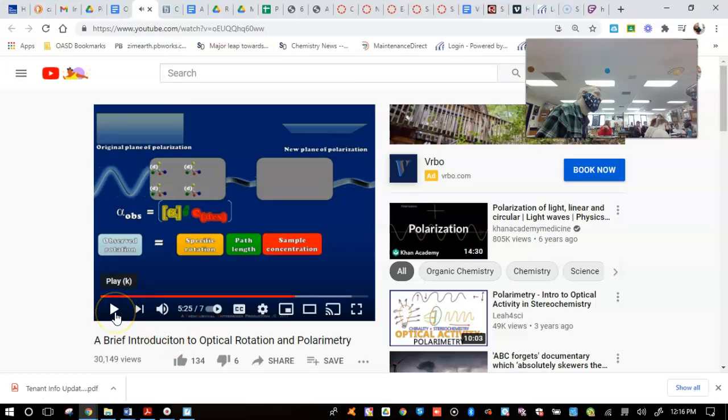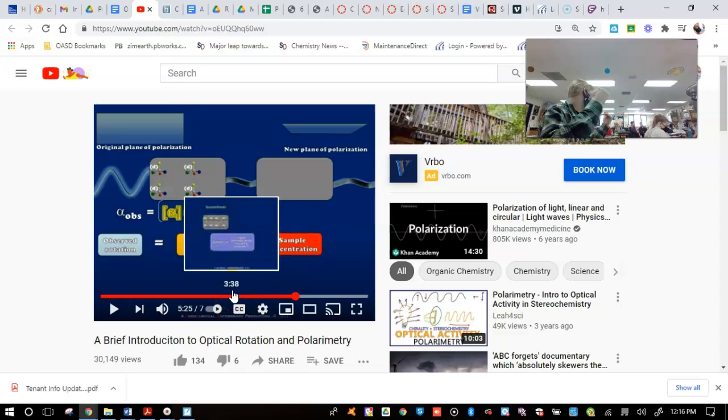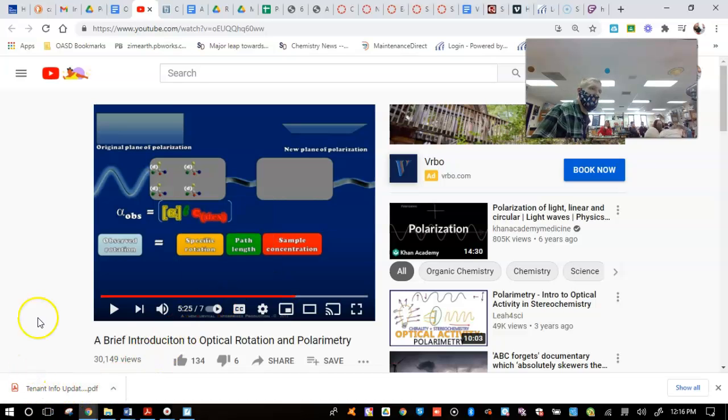That's why for one of the labs, we're going to skip it this year, so we have time to actually just look at lemon oil versus orange oil to see where it rotates. We're not really going to focus on this math, but sample concentration is huge. Whenever you're comparing, you have to have the exact same concentration. Otherwise, that's going to impact the plane polarized light.